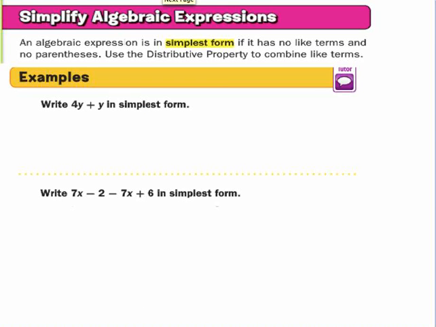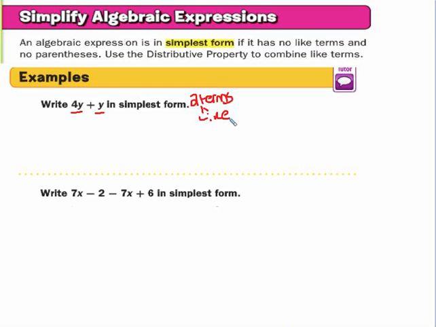An algebraic expression is in simplest form if it has no like terms and no parentheses. Sometimes you're going to need to use the distributive property to combine like terms. We're actually going to do that later on in another lesson, but today we're just going to be simplifying to simplest terms. So I take a look at the expression 4y plus y. I know that there are 2 terms, and I know that they are actually 2 like terms. So I can combine them.